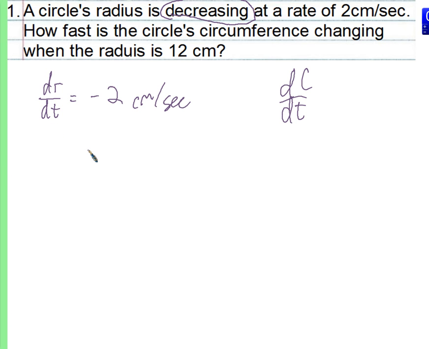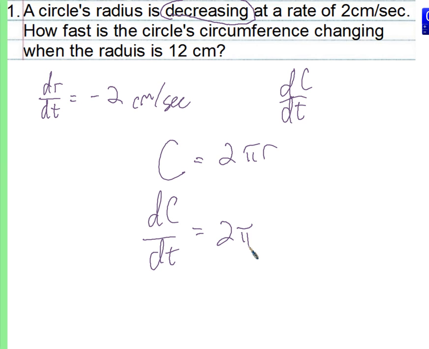So how are we going to relate C and R? C equals 2 pi R. So if we want to find dC/dt, we need to do what? Pi dR/dt, yeah. Because 2 pi is just a number. So dC/dt, just plug in negative 2, yeah? 2 pi, negative 2, negative 4 pi.